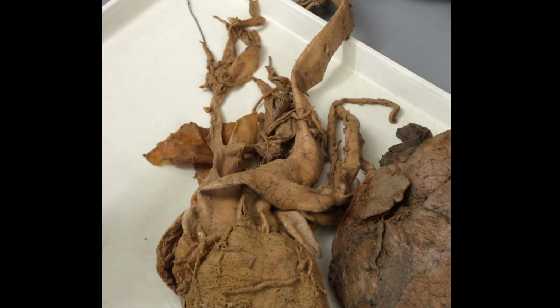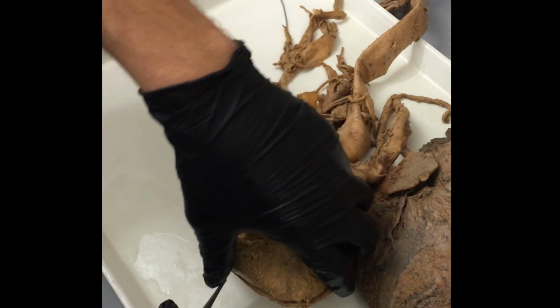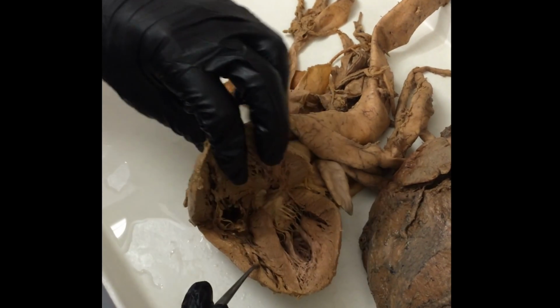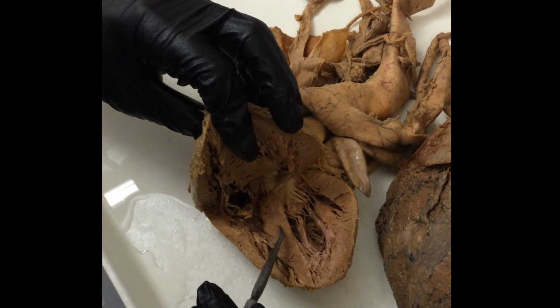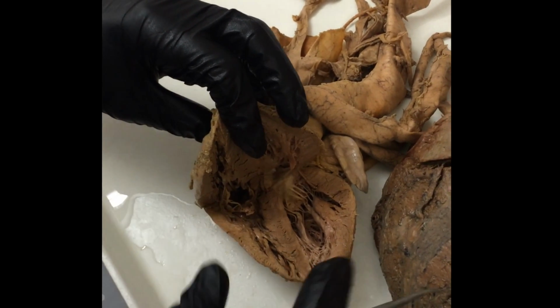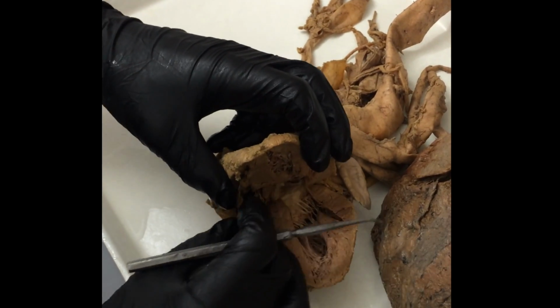The heartbeat is controlled by electrical impulses. The atria contract first when an electrical signal starts in the SA node. Then that electrical impulse travels down the interventricular septum, and then the ventricles contract. So the atria contract first, then the ventricles.